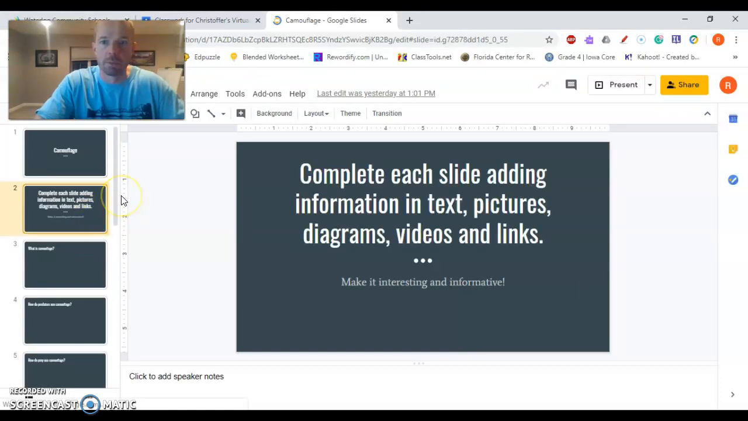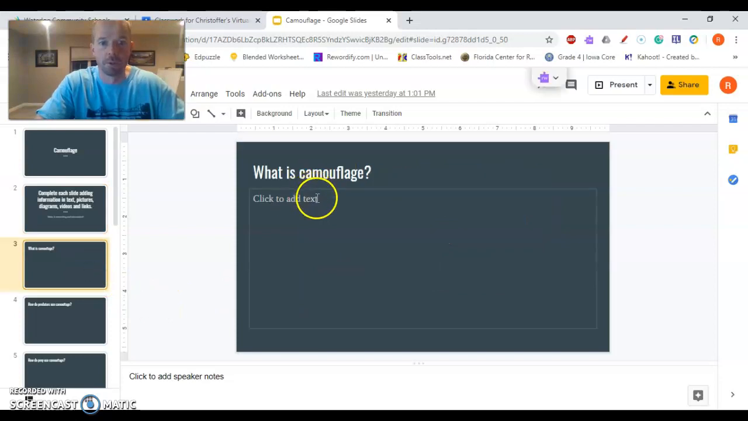Here are the directions. Complete each slide, adding information in text, pictures, diagrams, videos, or links. So what is camouflage? You can describe it here. How do predators use camouflage? You can describe it. You can use pictures.